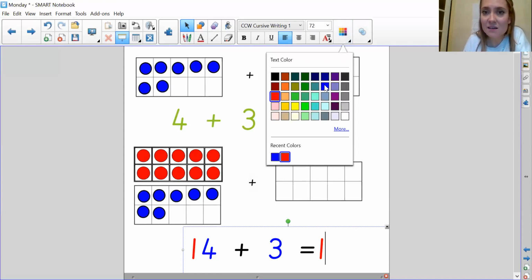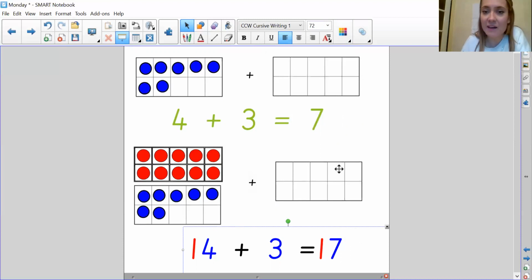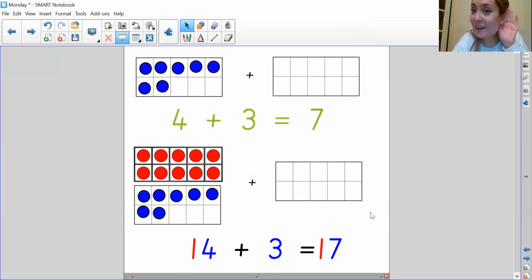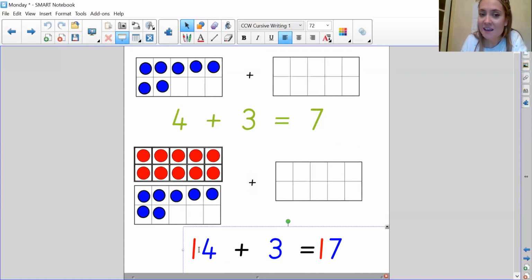Well done, everybody. What number have I made? Can you tell me? 17, good. So 4 add 3 equals 7. 14 add 3 equals 17. Did you see that? Fantastic. And we know that this number sentence is very similar to this number sentence, apart from I have got my 10 in my number 14. I have changed 4 to 14.